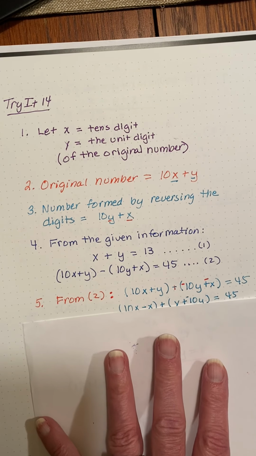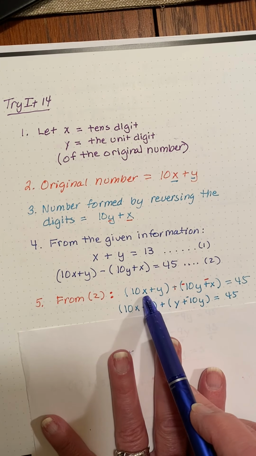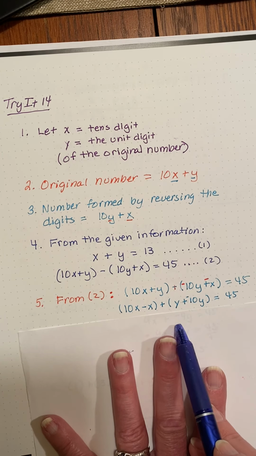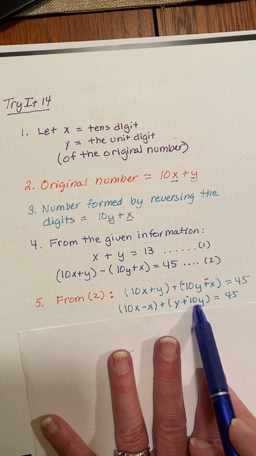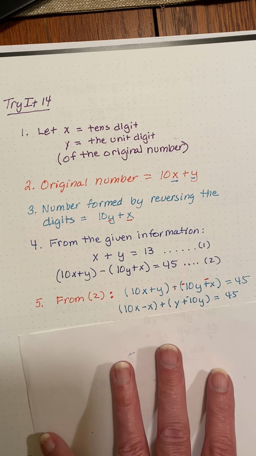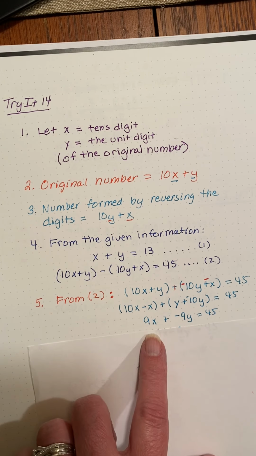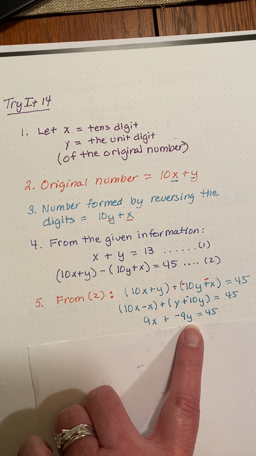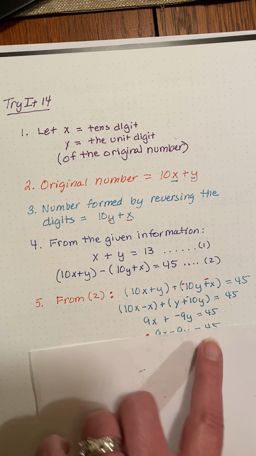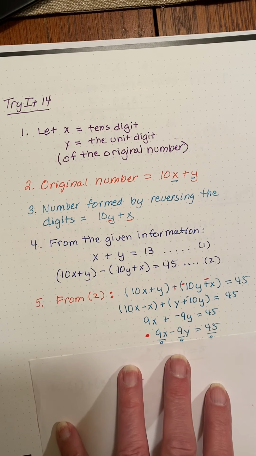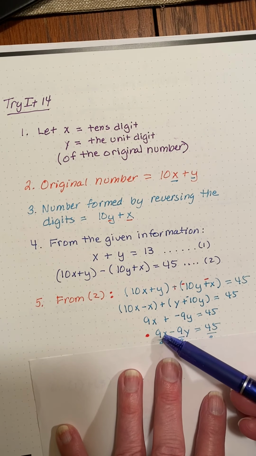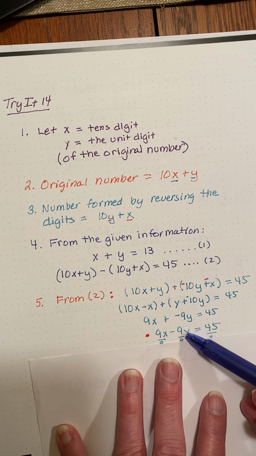At this point, we'll combine our x's, which is 10x and negative x, and we're going to add to that the y's, y plus negative 10y. Again, the difference is still going to be 45. Continuing our simplification, we have 9x plus a negative 9y equals 45. Basically, adding a negative is just subtracting. So 9x minus 9y equals 45.